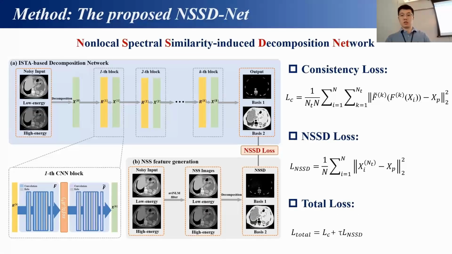And so the whole loss function contains two parts. The first is the consistent loss, and the other is this non-local structure similarity decomposition loss, and the total loss is the sum with a tau as a weight factor here.